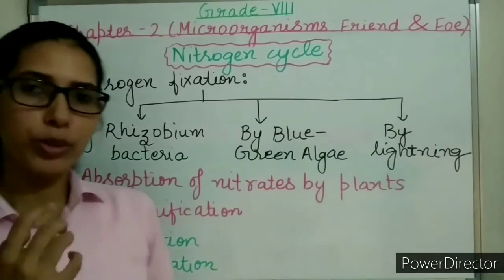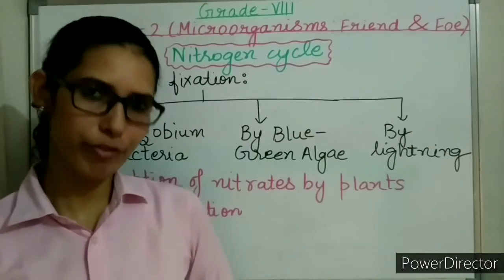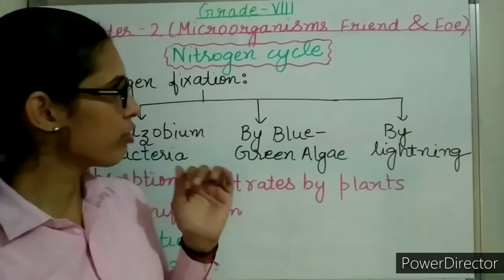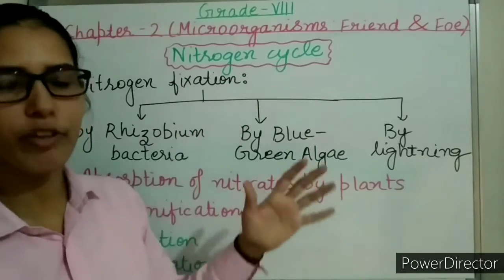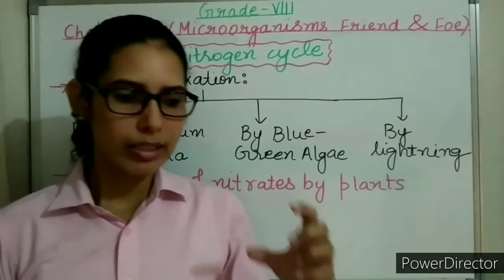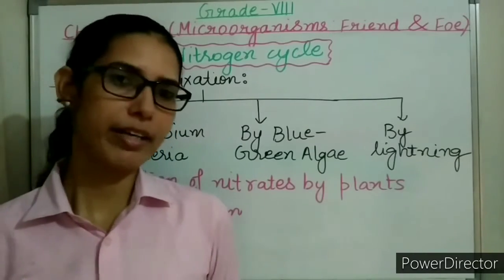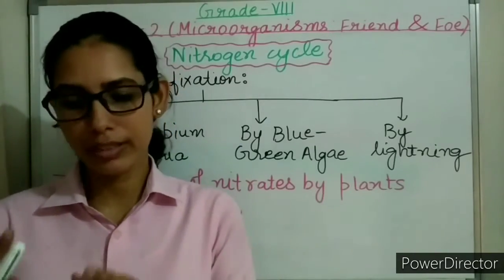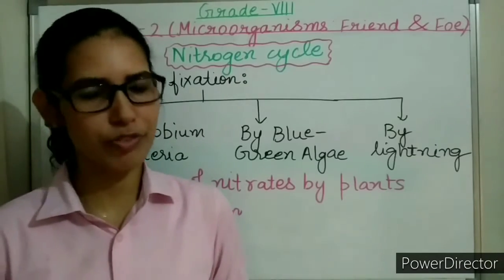But it cannot be utilized directly by plants and animals. It needs to be converted to some usable form. So the first step of the nitrogen cycle is nitrogen fixation. What is the meaning of nitrogen fixation? It is a process by which atmospheric nitrogen is converted into useful nitrogenous compounds. So this is nitrogen fixation.